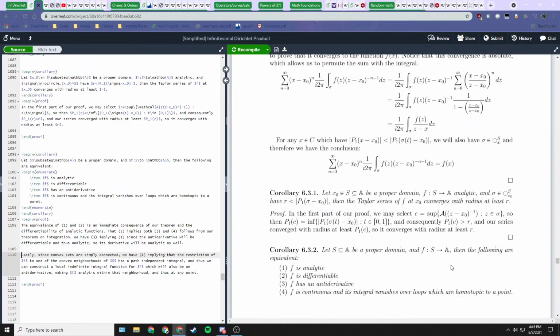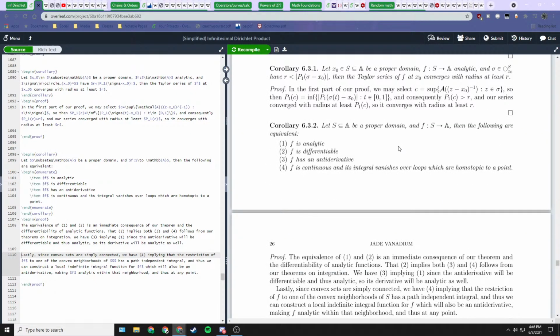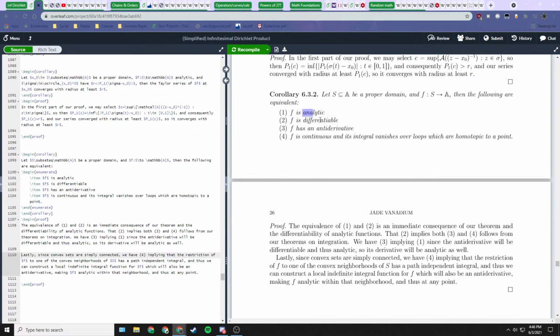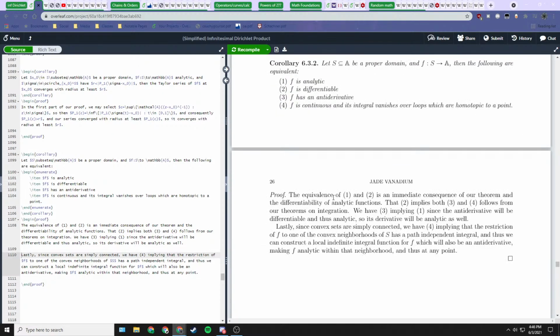Okay, this is nice. So what we've shown, from our theorem, is that if we have a proper domain and a function f over a proper domain, then all of these conditions are equivalent. So f is analytic, f is differentiable, f has an antiderivative, or f is continuous and its integral vanishes over loops which are homotopic to a point. So we have analyticity implies differentiability, and differentiability implies analyticity. So 1 implying 2 is really easy. We have differentiability of analytic functions. 2 implying 1 is from the theorem that we had just proven.